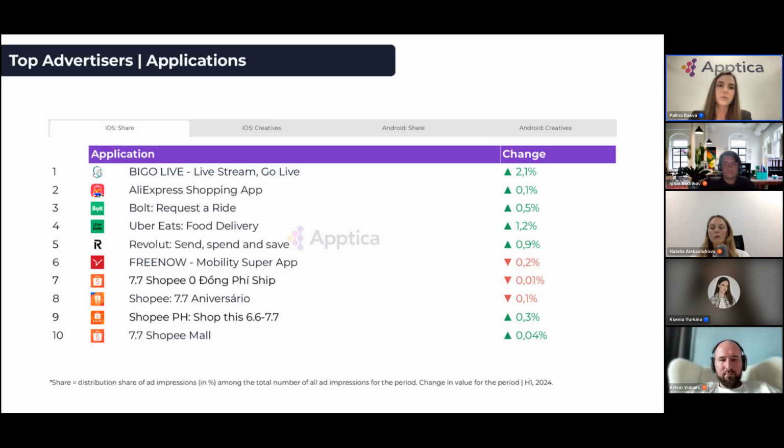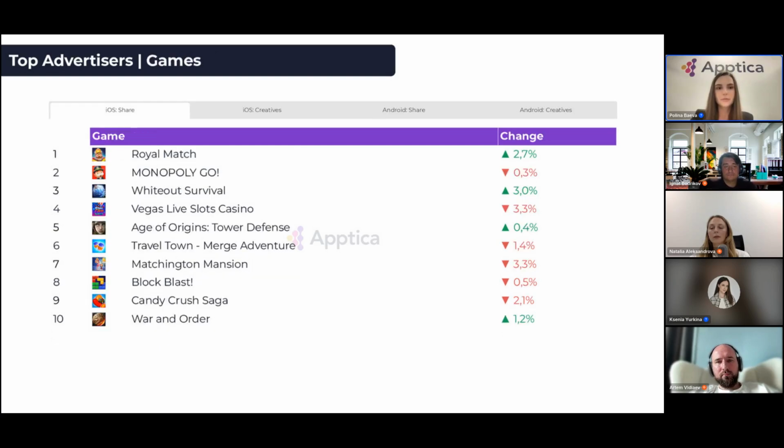And now I want to focus on the main players of the industry, top advertisers, and actually you will be able to filter and tap on all of these ranks as soon as we send you a follow-up with the whole presentation. But here I can mention that the absolute leader was depicted by Vidiaev, both on iOS and Android, and in terms of share and creatives number.